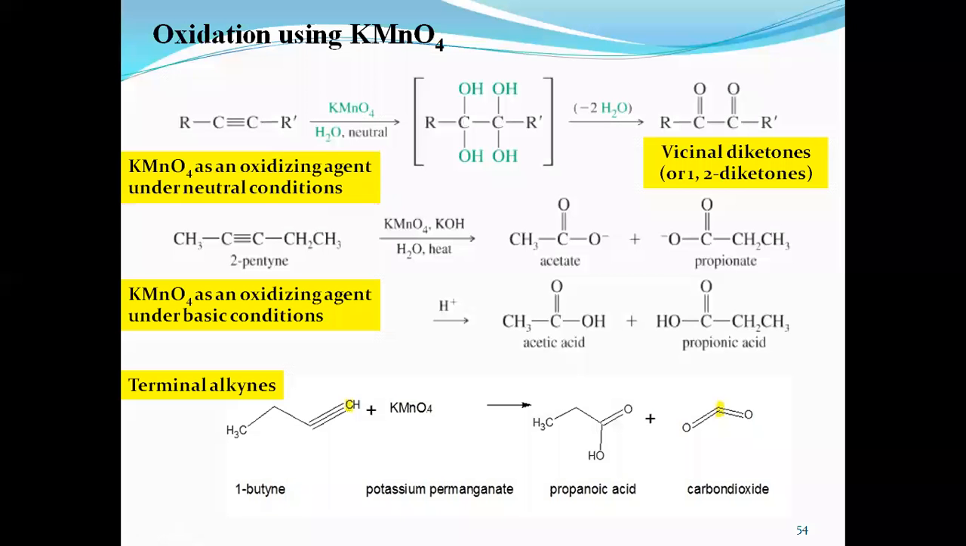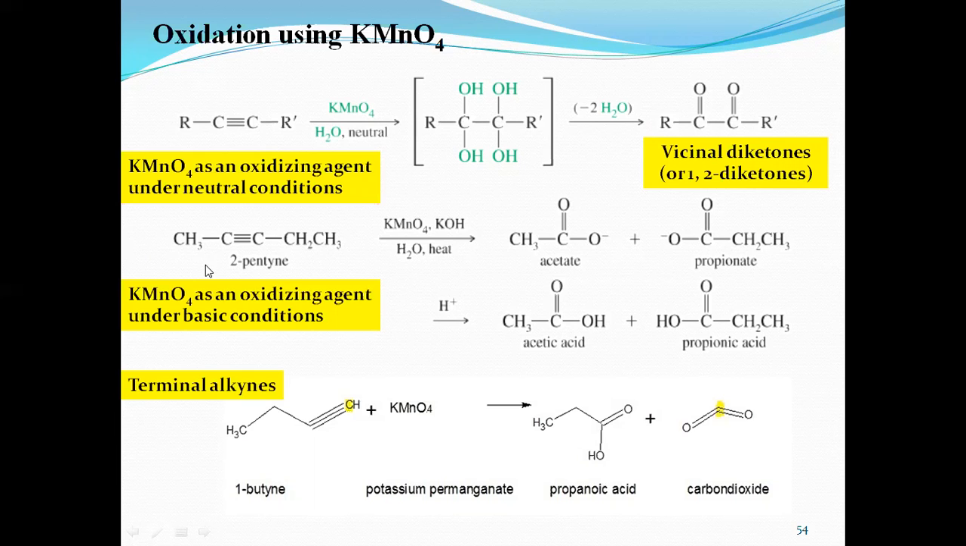In our last lecture video, we discussed oxidation using KMnO4, and we finished the discussion on that part. We found that for terminal alkynes like 1-butyne, we will get two kinds of products. One is carboxylic acid, and the other is carbon dioxide.